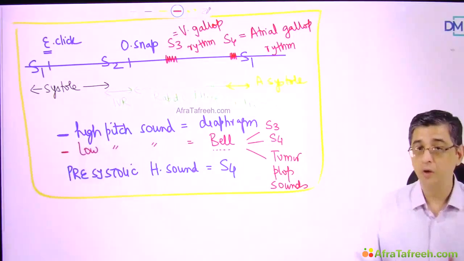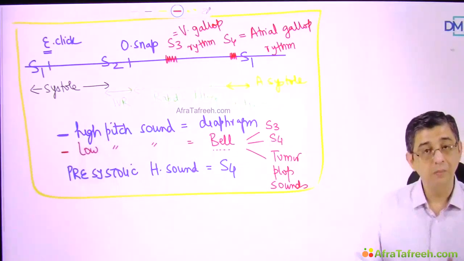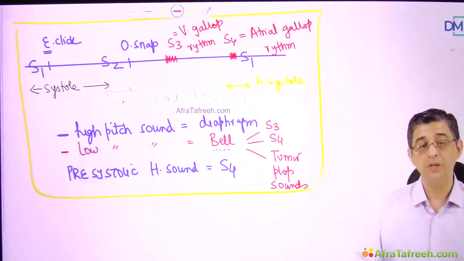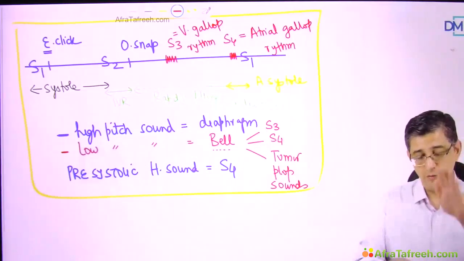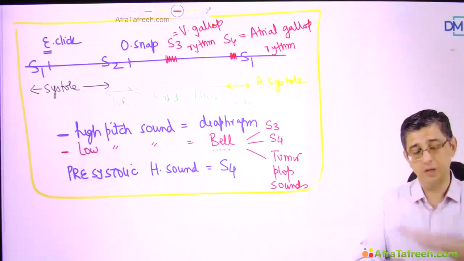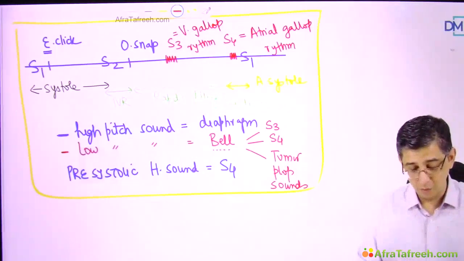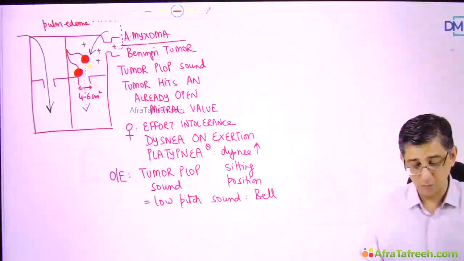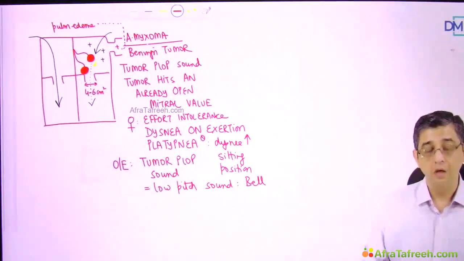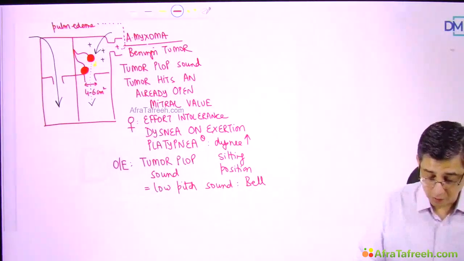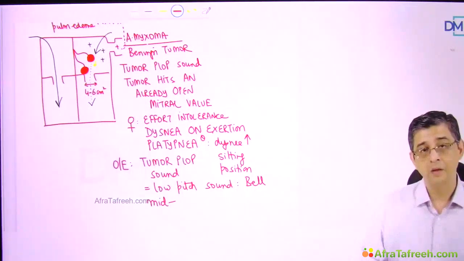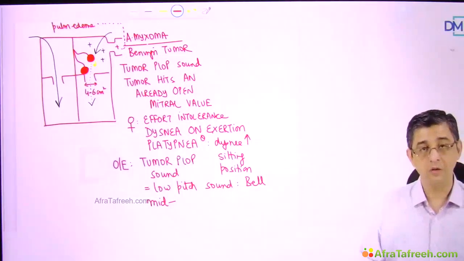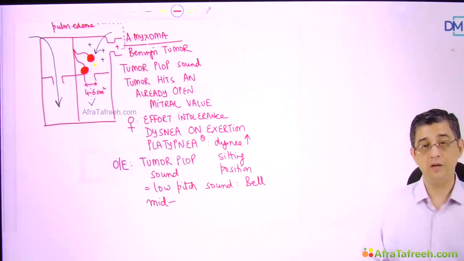I hope you are remembering that tumor plop sound will be heard right after the opening snap. Why after the opening snap? Because first the valve should open, at the same time the tumor is showing a downward movement, so it comes and hits, and that is when you could have this manifestation of tumor plop sound in a patient. In fact, a lot of times, a lot of doctors might even misdiagnose this patient as mitral stenosis, because one of the common causes of mitral stenosis, especially in India, is rheumatic heart disease.